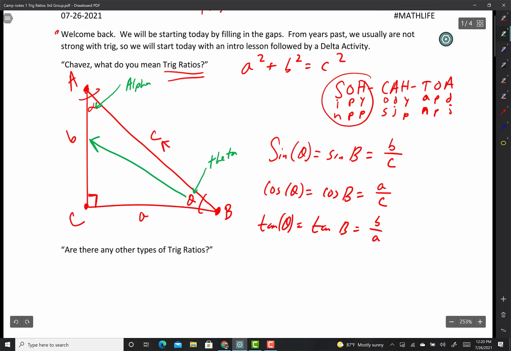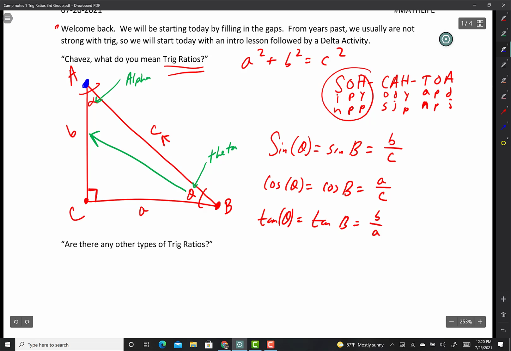All right, guys, let's go ahead and use another vertex. Let's use vertex A, and we're not going to say alpha. We're just going to go right into it. So let's see. I'm going to write it here on the side. If I say sine of A, so let's see. What's opposite of angle A, or of alpha there? Little a over c. There it is. What is cosine of A? Cosine of A is going to be what over what?